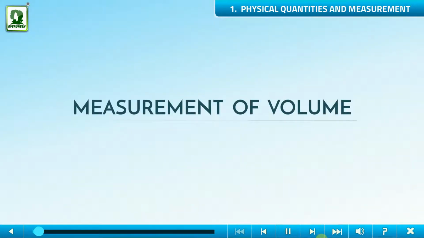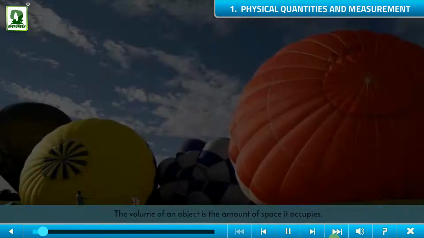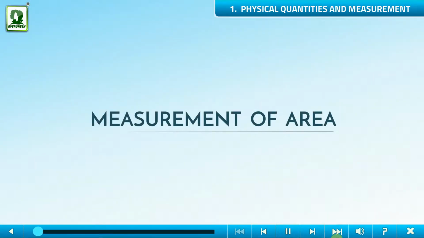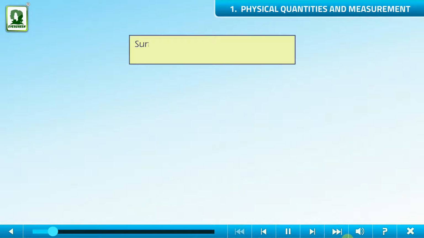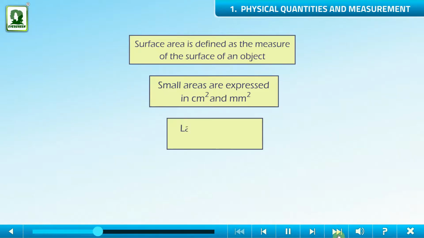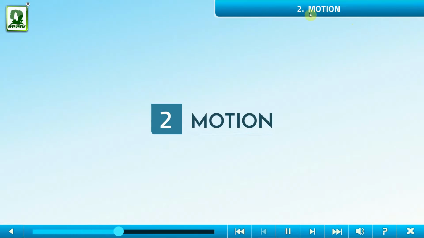Measurement of volume. The volume of an object is the amount. Measurement of area. Surface area is defined as a measure of the surface of an object. Small areas are expressed in square centimeter and square millimeter. Large. Motion.